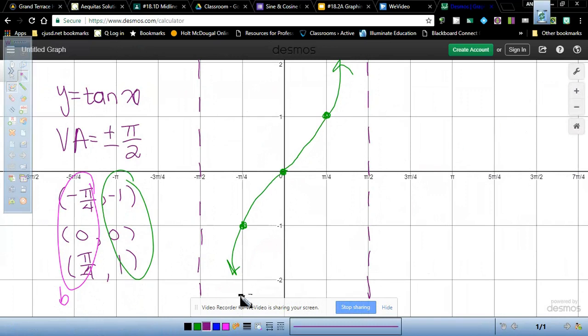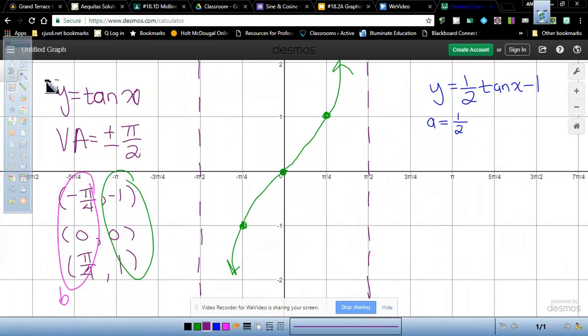So let's look at an example. Let's go with y equals 1/2 tangent of x minus 1. Okay, so the first thing I've got to look at is my A, B, and K. A is not my amplitude. Tangent does not have an amplitude. So A is just 1/2. So that's just going to affect my key angle outputs.